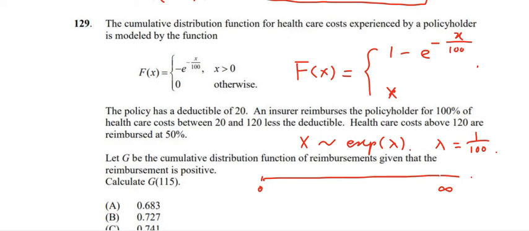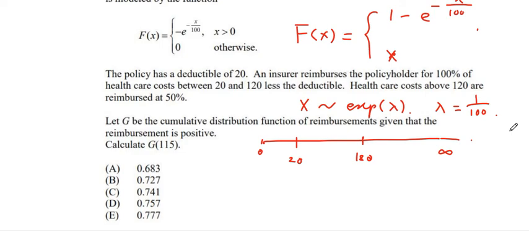And the deductible is 20. The insurance reimbursement policy is that between 20 and 120 you have 100% reimbursement, and above 120 it pays only half.